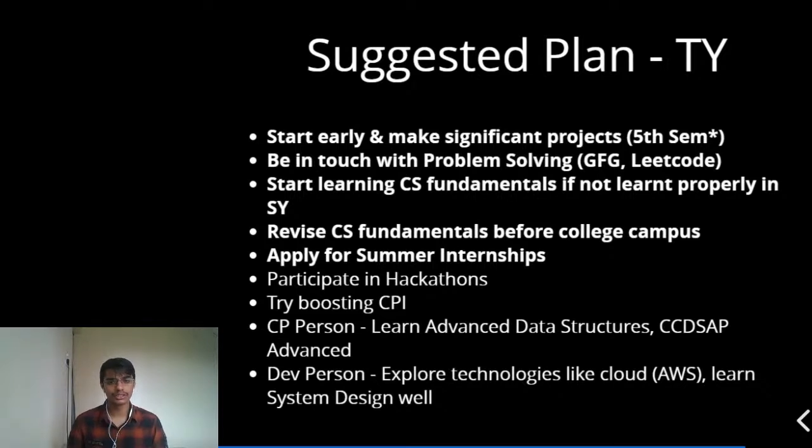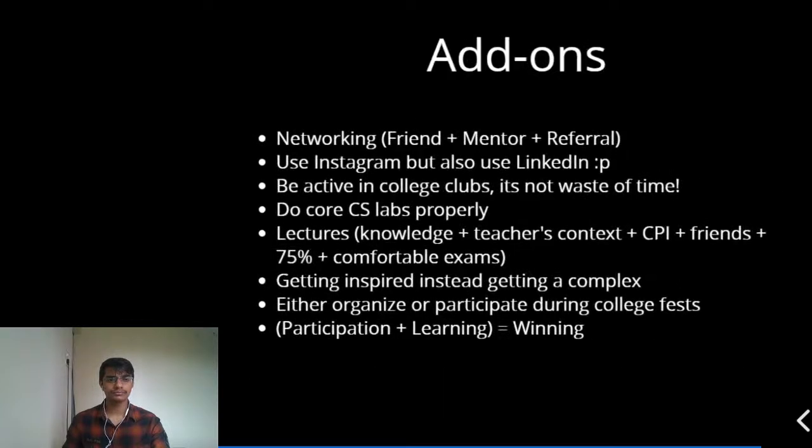So if you are done with these first bold highlighted things, and if you're a development kind of person, not a very CP heavy person, then you can explore more technologies like cloud, like AWS. You can learn system design and stuff like that, and you can implement this cool stuff in your projects. So that's the suggested plan, we can say.